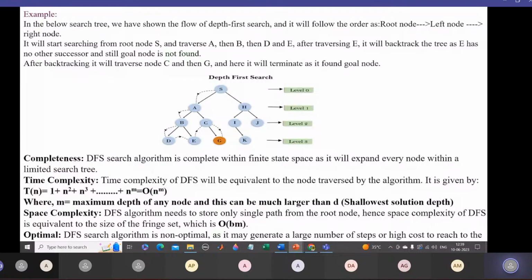This is your depth. Till the leaf node you are supposed to go. You have to complete all this depth. So we have got this. What is that? By backtracking, we have reached the goal.